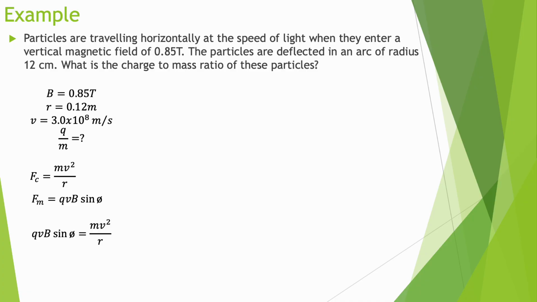Now, one thing that I'll do right off the start is we have speed on one side and speed squared on the other side, so we'll divide both sides by speed, so I'll cancel out a v on both sides. Then I will get the charge on its own by dividing both sides by B sine theta, and then divide both sides by our mass. So now we have our charge to mass ratio is equal to our speed divided by the radius times magnetic field sine of our angle.